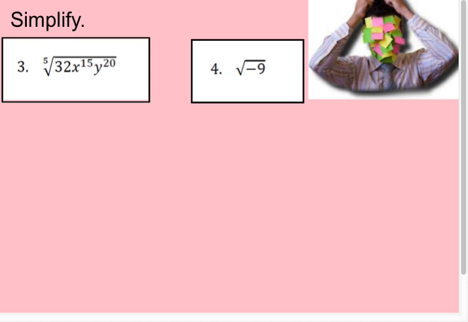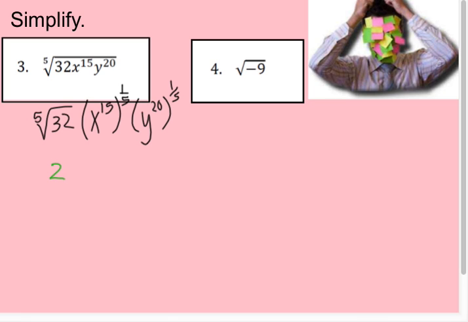Okay, example 3. Now this one is the 5th root. Okay, so I'm going to break it apart. Remember, it's really like saying that it is to the 1/5 power. So in this case, well, I would say, well, the 5th root of 32, okay, is 2.